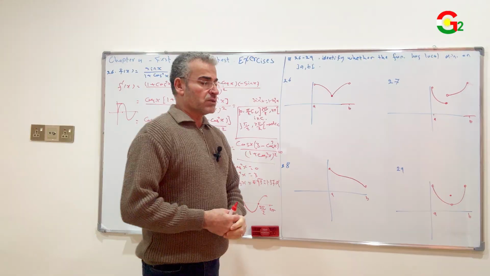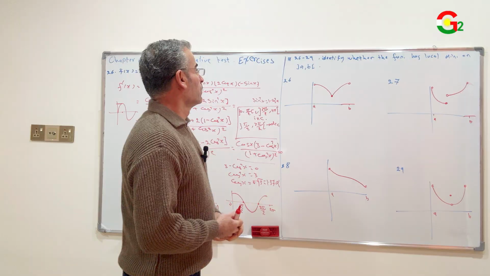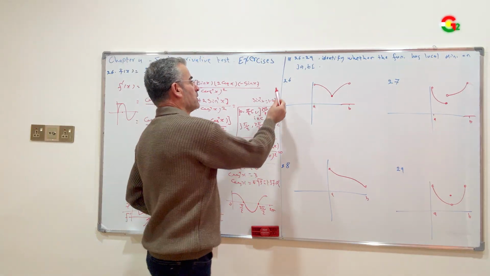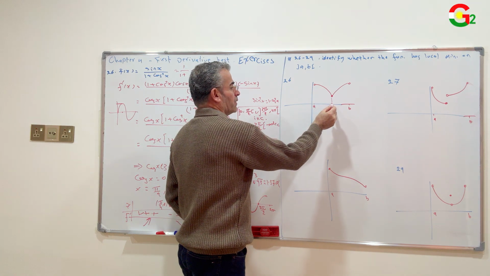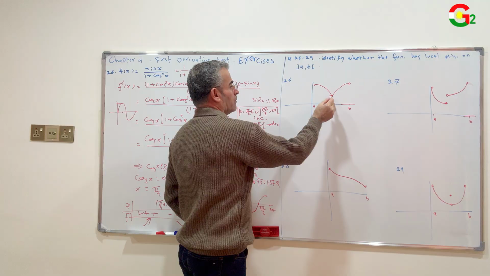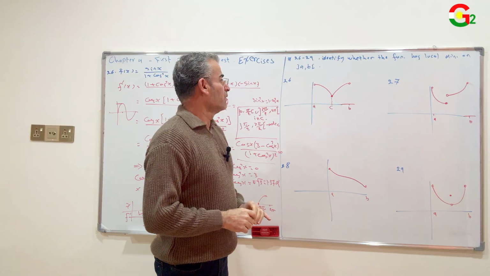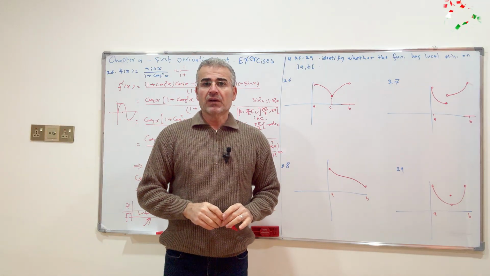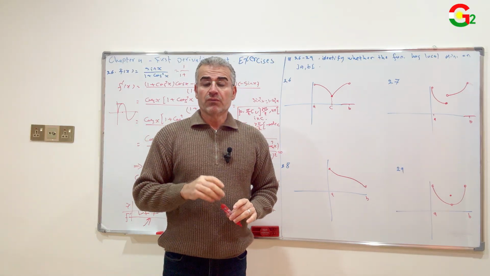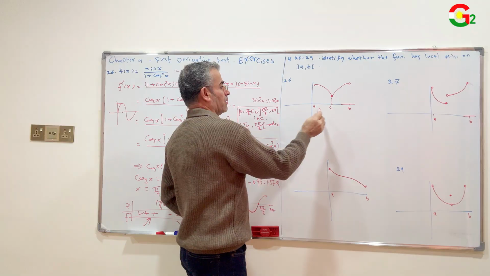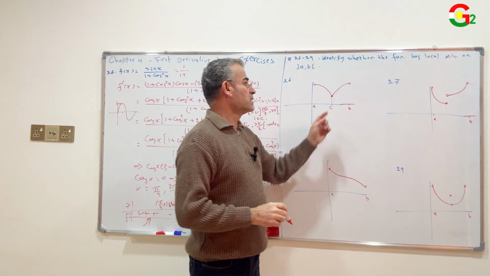Questions 26 to 29: identify whether the function has a local minimum point on the interval a, b. For question 26, the function has a local minimum point in the interval a, b at this point, because this point is a sharp vertex of the graph and a critical point, and the function changed from decreasing to increasing. Therefore, the function has a local minimum point at C.